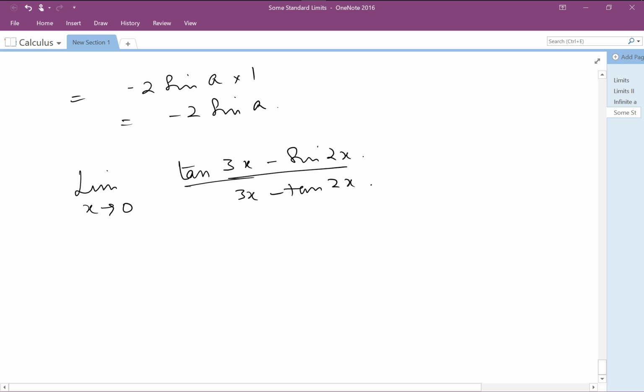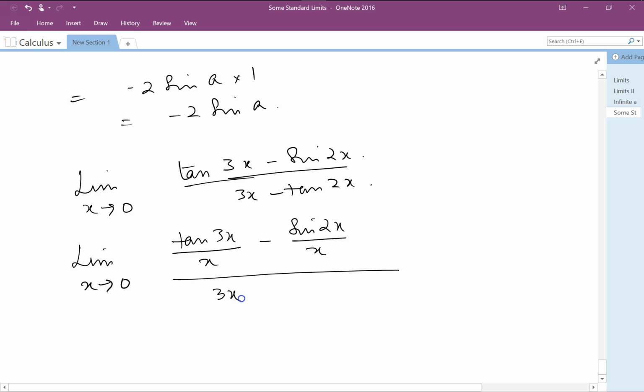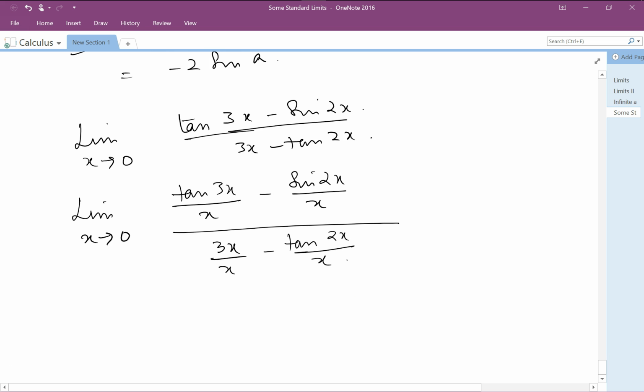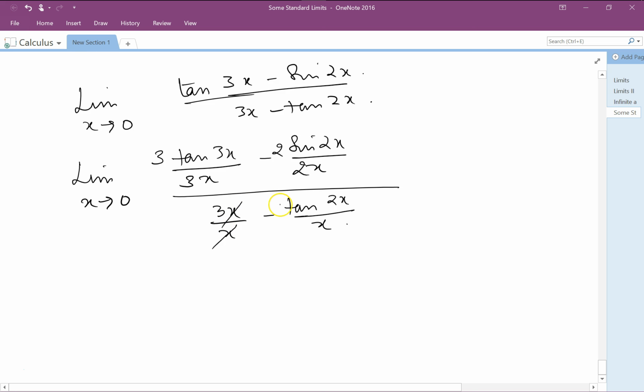What do we do with this? Let's divide everything by x and see what happens. Limit as x approaches 0, tan 3x by x minus sin 2x by x by 3x by x minus tan 2x by x. Okay, now the next step, I think you already got it. 3, 3, 2, 2, these two get cancelled, and here 2.